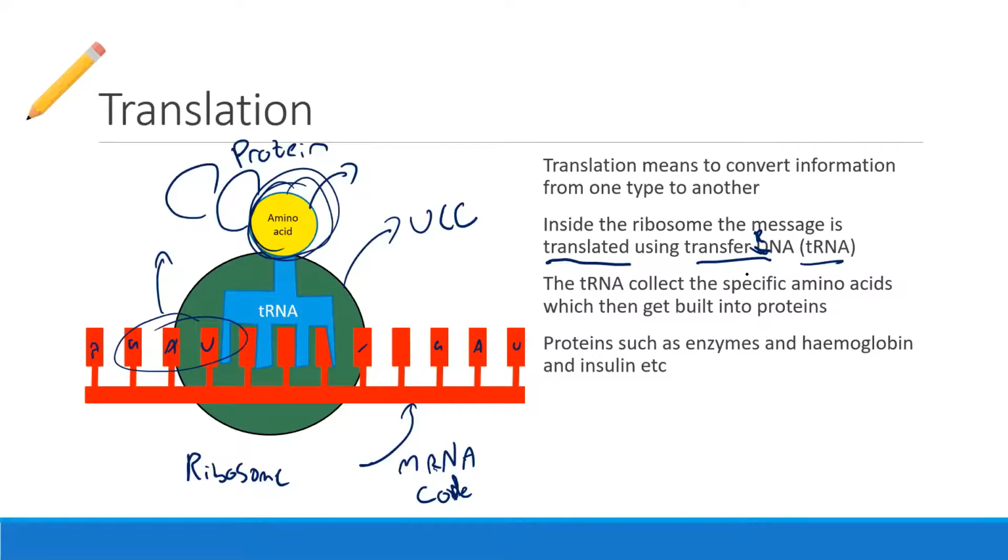Proteins such as enzymes. Now, what are proteins? If you didn't know what a protein was, amino acids are the building blocks of proteins. And a protein is pretty much one of the most important things our bodies need.